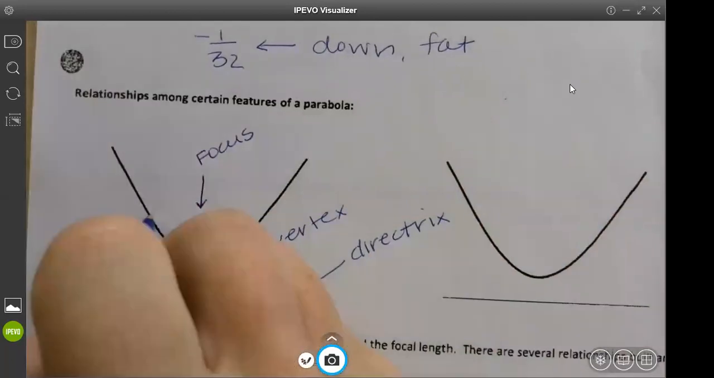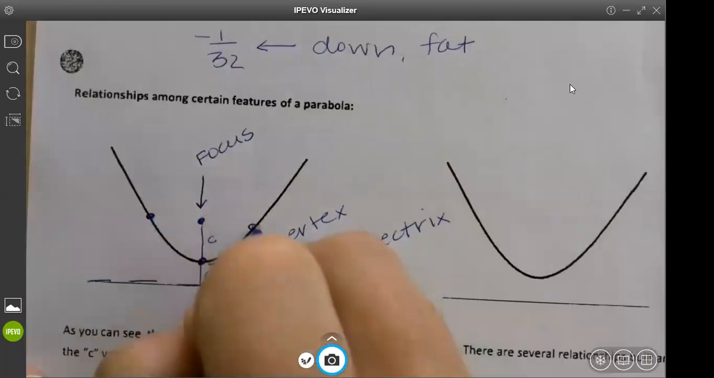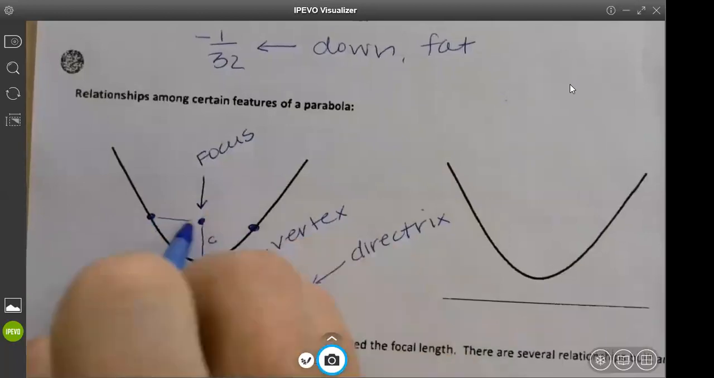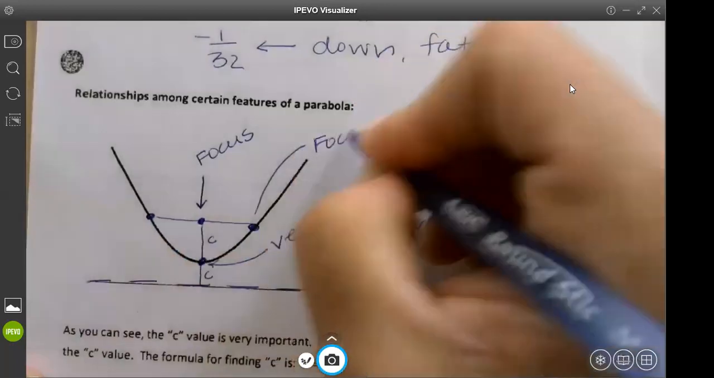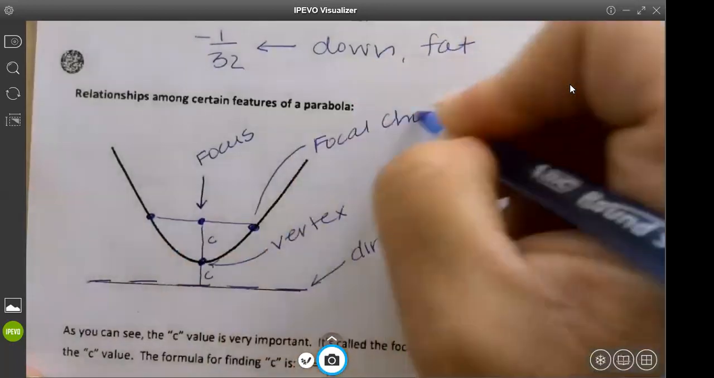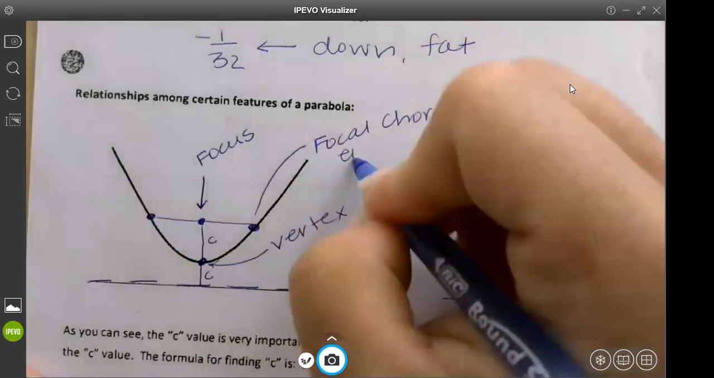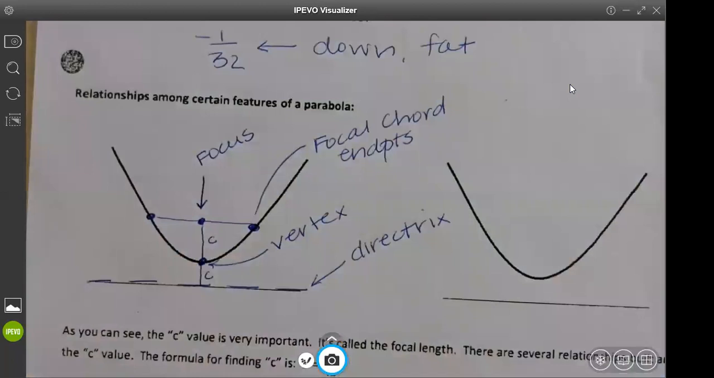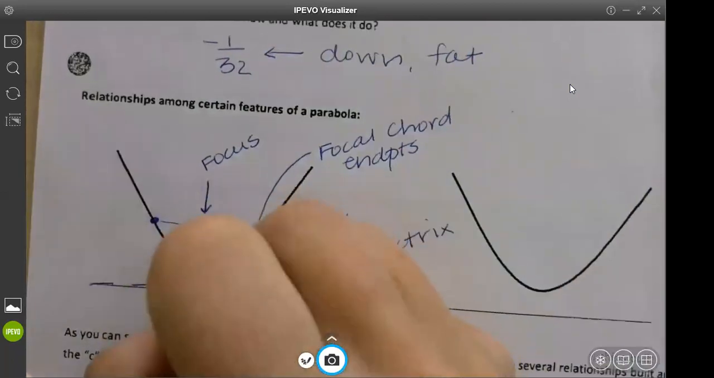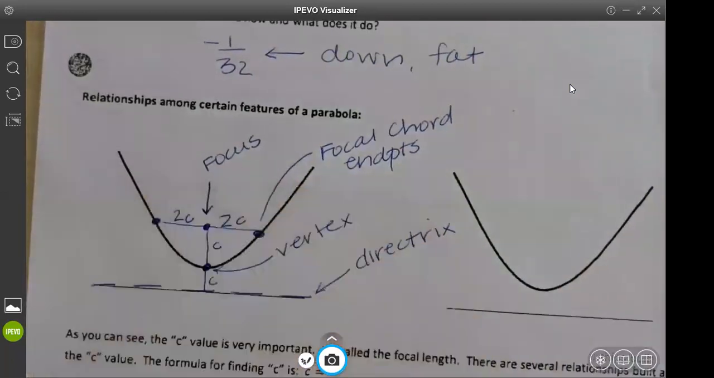And then you have what are called focal chord endpoints. And those are twice the distance. None of that's really going to matter to you at this minute because you don't know what those things are, but it just gives you a visual. Okay.